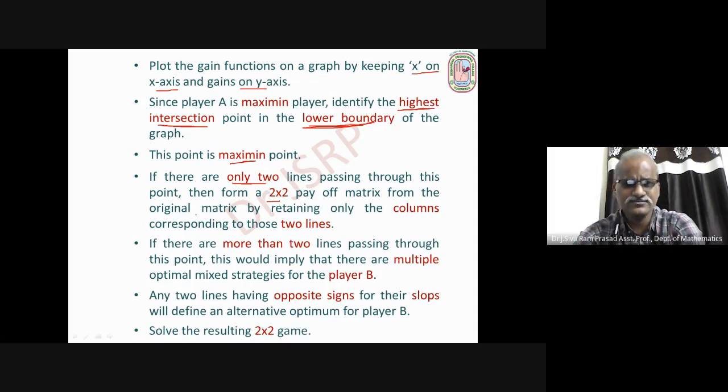So this is the algorithm to solve a 2 by n game using the graphical method. Let us get a clear understanding by doing an example.